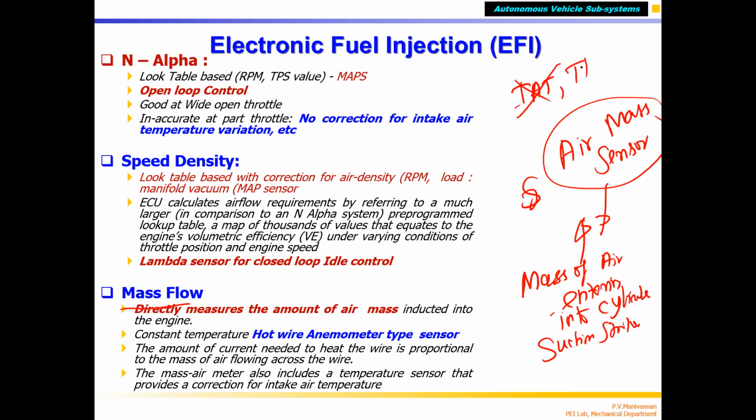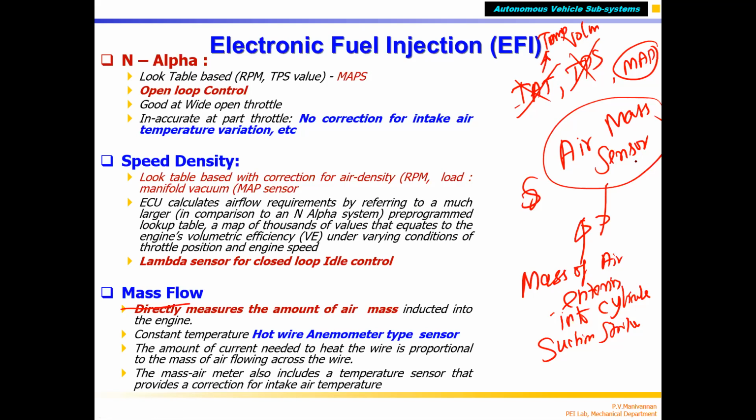You don't need TPS, the throttle position sensor, not needed. Of course, you may need the MAP sensor, correct? You need the MAP sensor for correction for the load condition, engine loaded, correct? So you don't need TPS, you don't need IAT. These two sensors can go, because the TPS sensor gives volume, and this gives temperature, correct?